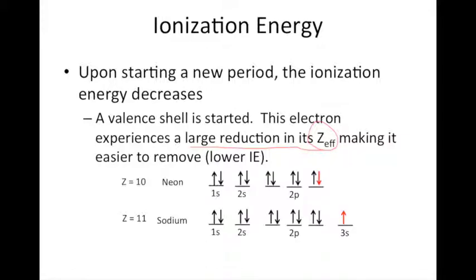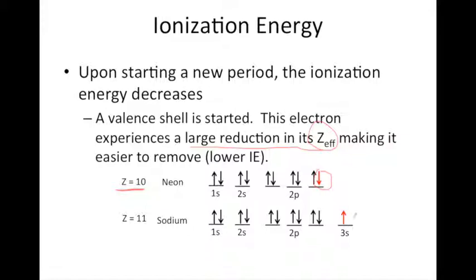Let's look at an example. Here we have neon, atomic number 10, sodium, atomic number 11. For neon, we're talking about removing this electron. This electron experiences a very large effective nuclear charge because there's very little shielding relative to its 10 protons.